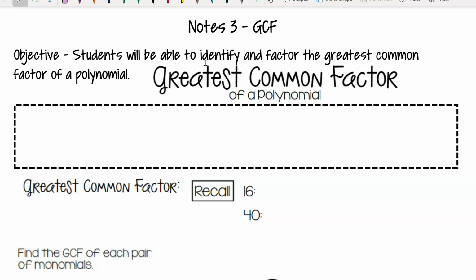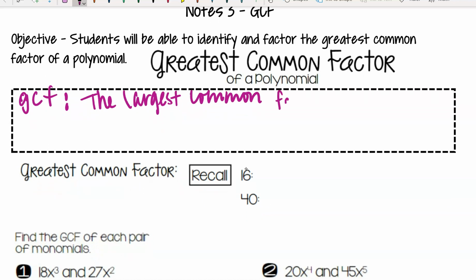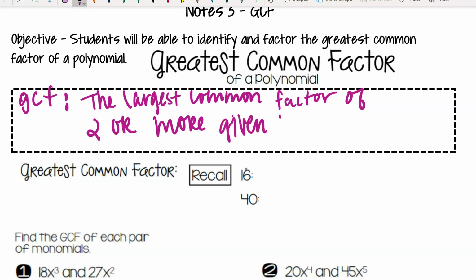So I want to review what a greatest common factor is. A GCF, or greatest common factor, our definition is the largest common factor of two or more given terms. I say terms instead of numbers because we're going to be looking at terms with variables and coefficients and all the exponents. So I don't want to just say numbers.